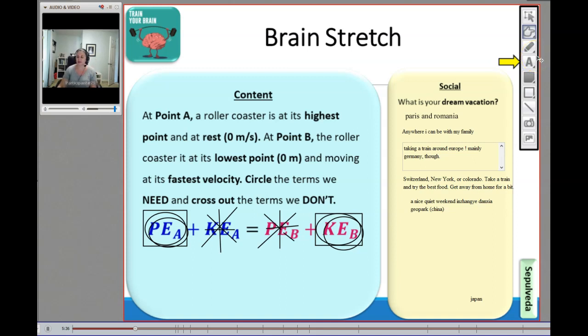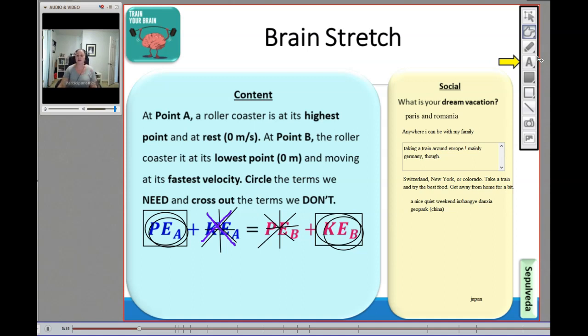Excellent. I'm seeing some answers fly up there. Potential. Perfect. Good job. So yeah, I'm talking about potential energy. I have no movement whatsoever. So if I have no movement, then I do not need to have kinetic energy in my problem. I can just focus in on my potential energy at point A.